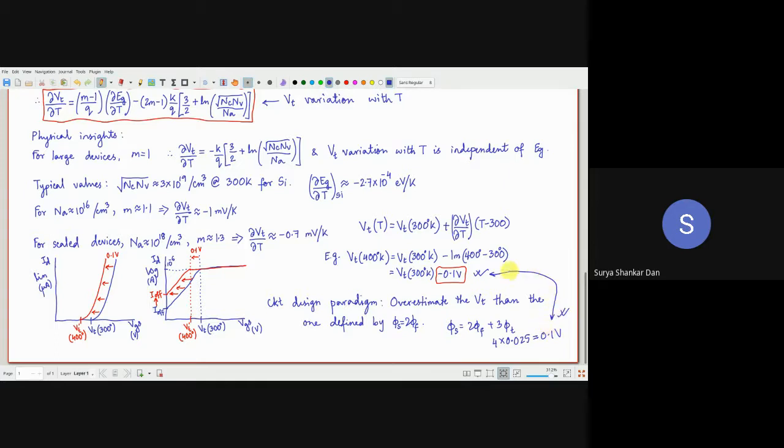So what we are understanding is that in this case, whatever is the value of VT which you are losing because of temperature increase will be compensated if you are considering this 3 to 4 phi_t extra term in your basic device formulation, device modeling. Now do you understand?